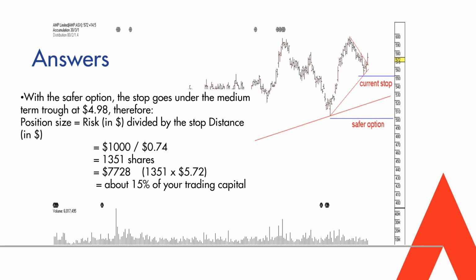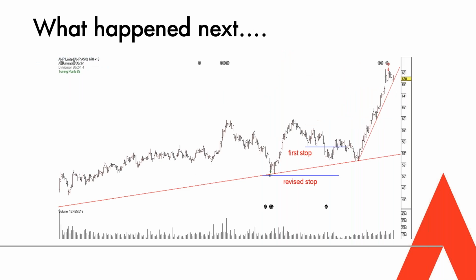$7,728. And that's about 50% of your trading capital. So well under our 25% maximum outlay. So that's a lot better. And a safer stop. And that's what it went on to do.